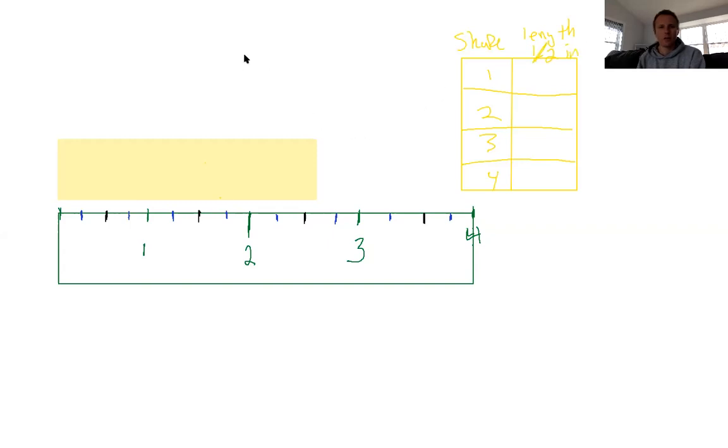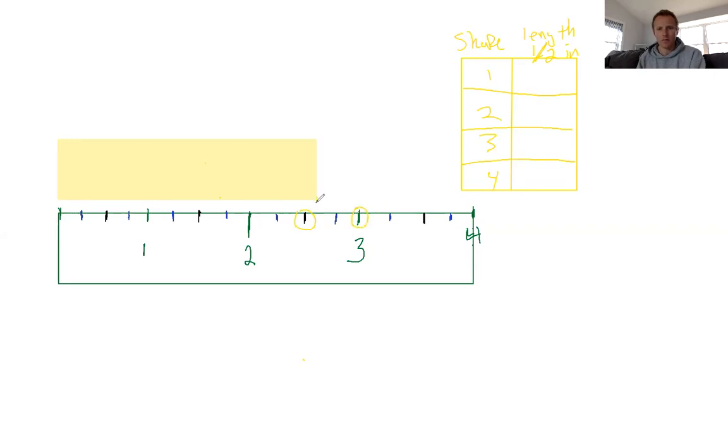Got a little sloppy. So this first one, to the nearest half inch, let's take a look at it. Is it closer to 2, 2.5, or 3? I can see that it has passed this halfway point, so it is definitely more than 2. So now I have to narrow it down. Is it closer to the 2.5, or is it closer to the 3?